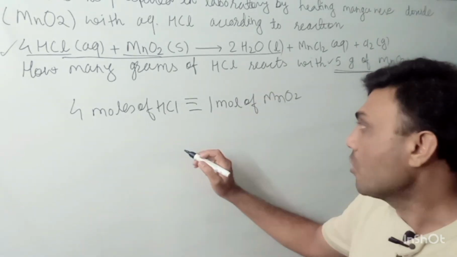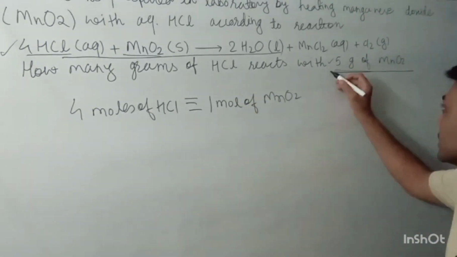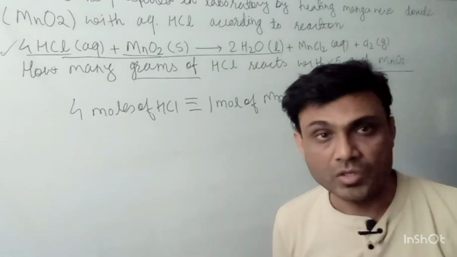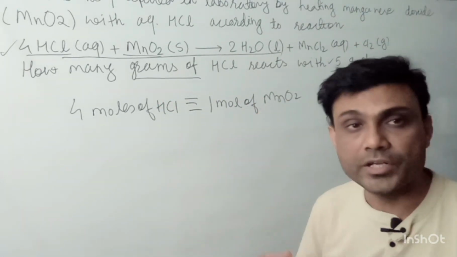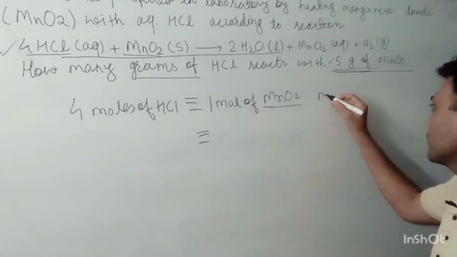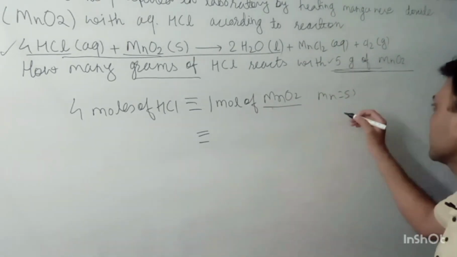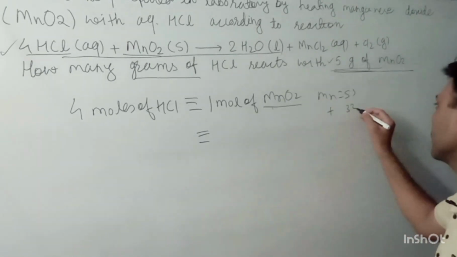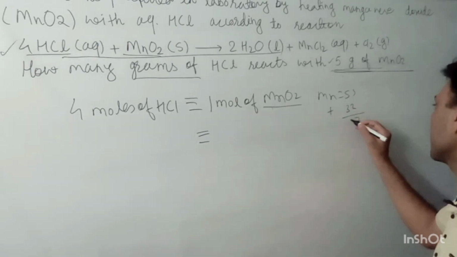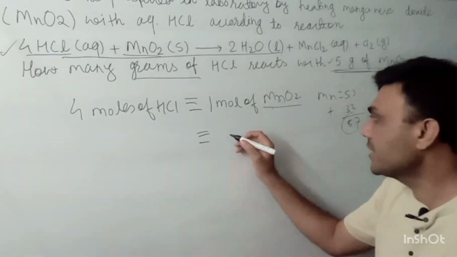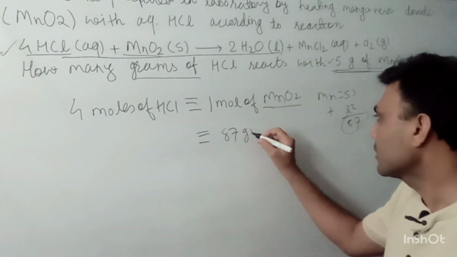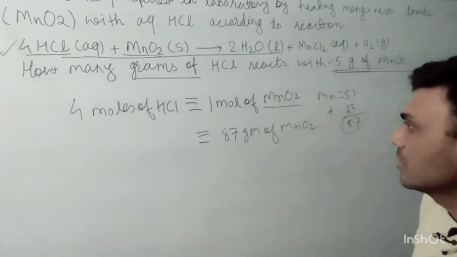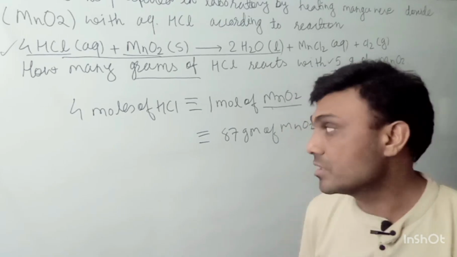Okay. Now the weight is given in gram and we have to also calculate the amount of HCl in gram. So we have to convert this mole into the gram. Mn is equal to 55 atomic mass plus O2, 16 into 2, 32. So total will be 87. That means 87 gram of MnO2 will react with 4 mole of HCl.